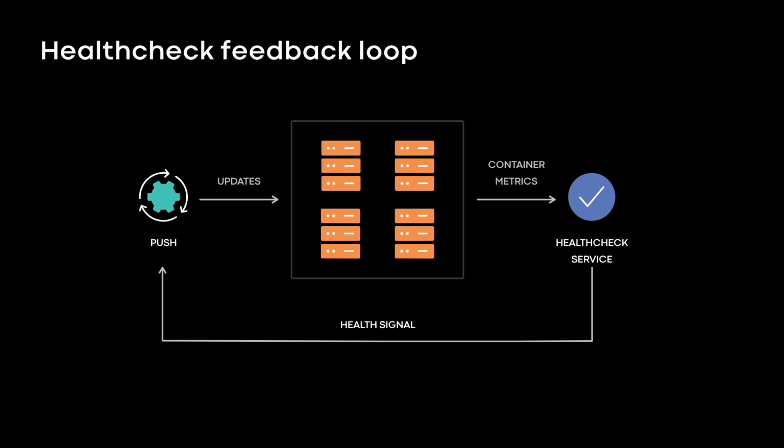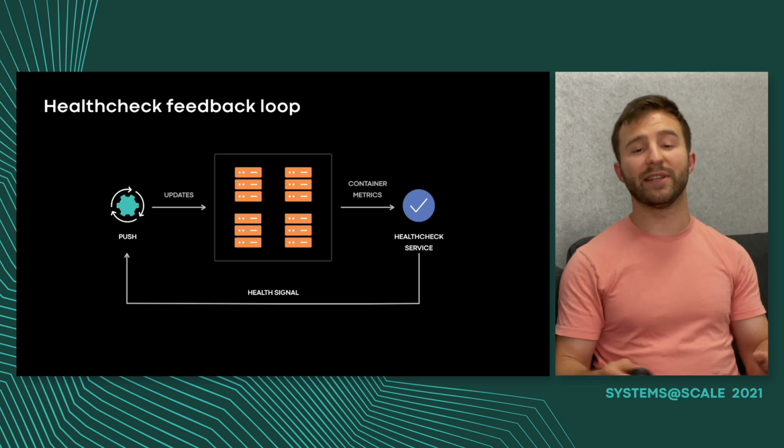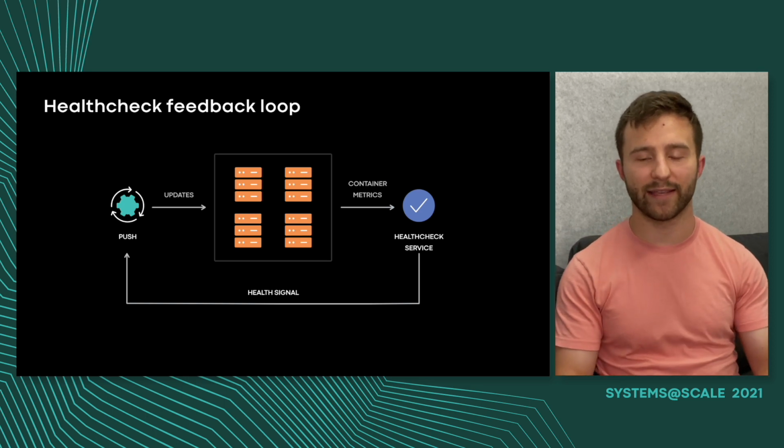So if we take a second to zoom out, push is essentially a feedback loop. It issues updates to containers. Those containers report metrics to a health check service, and that health check service reports a signal back to push. This is great. It means we can deploy our service incrementally and safely.